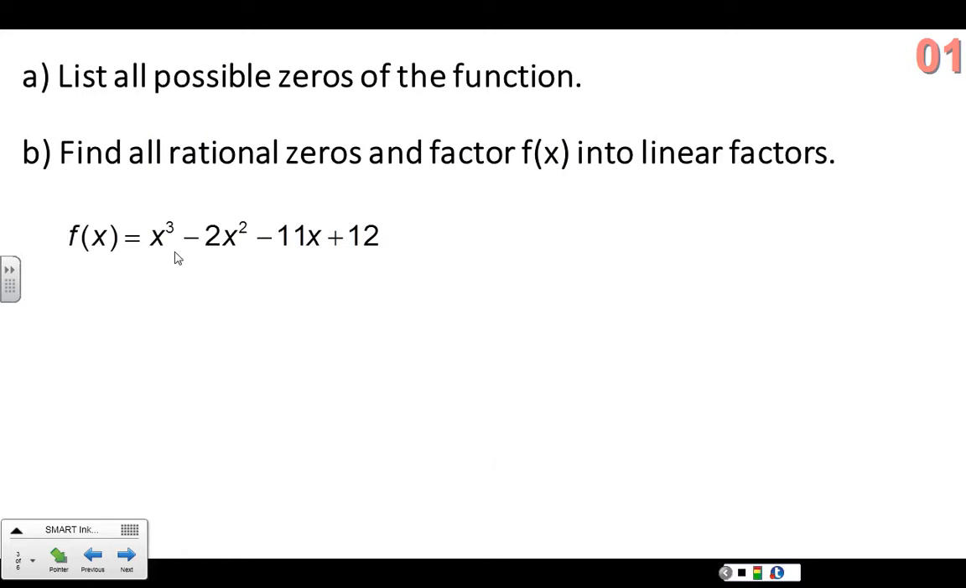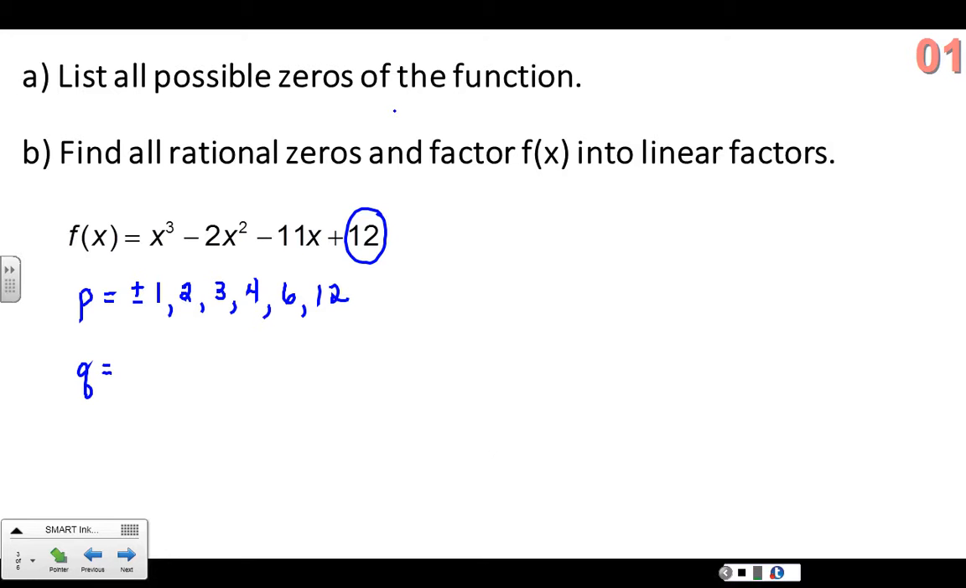f of x equals x cubed minus 2x squared minus 11x plus 12. A part says list all the possible zeros of the function. So P over Q: the factors of P would be plus or minus the numbers that are evenly divisible into 12. So 1 goes into 12, 2 goes into 12, 3, 4, 6, and then 12, of course, goes into itself. So those are all the possible factors of 12.